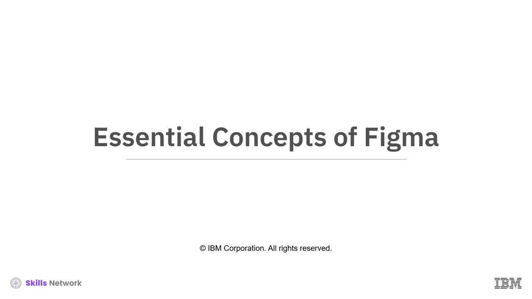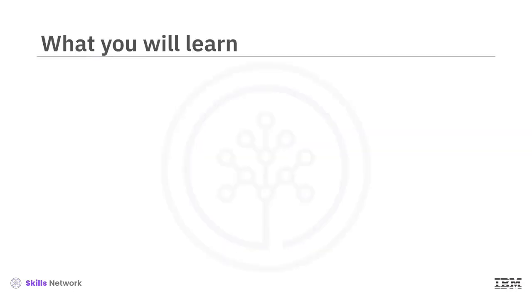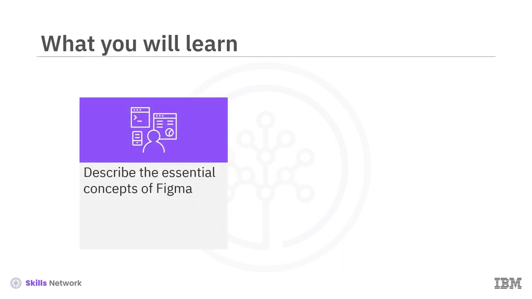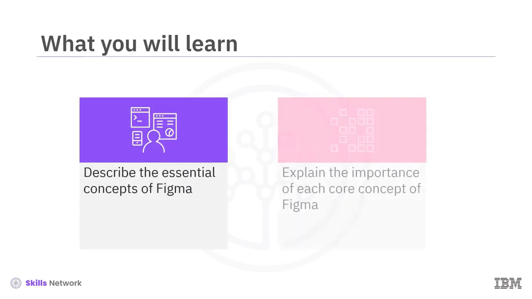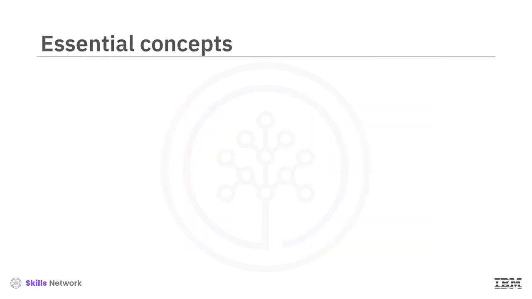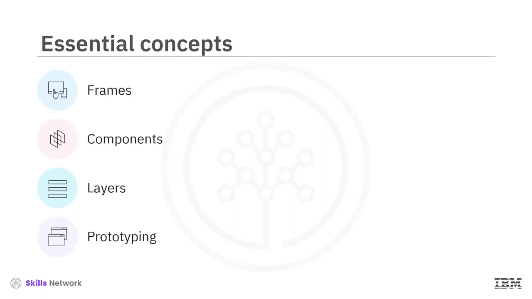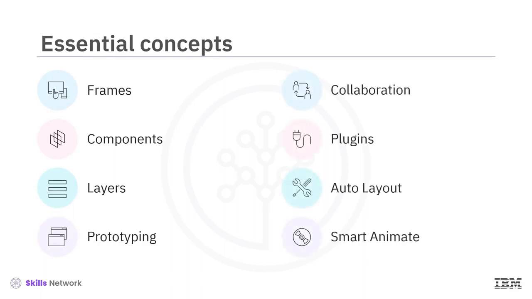Welcome to the course, Essential Concepts of Figma. After watching this video, you will be able to describe the essential concepts of Figma and explain the importance of each core concept of Figma. Let us now delve deeper into Figma and its essential concepts. The core concepts of Figma are frames, components, layers, prototyping, collaboration, plugins, auto layout, and smart animate.